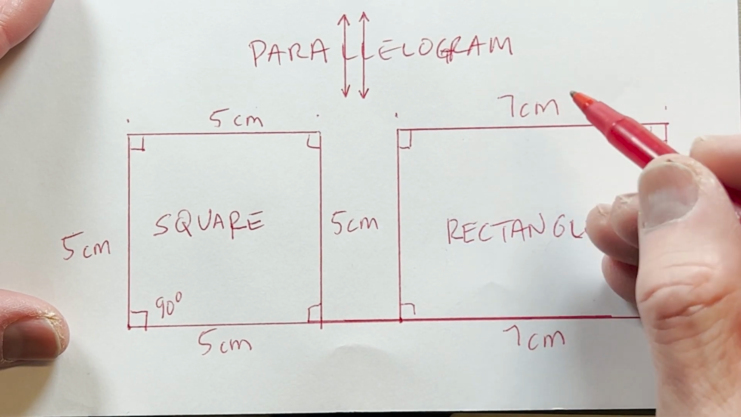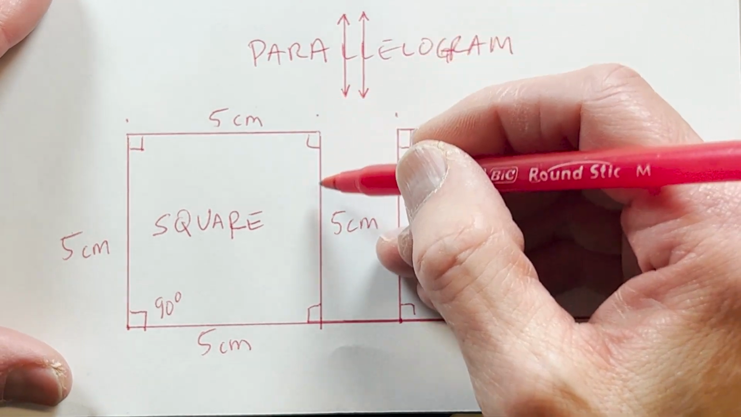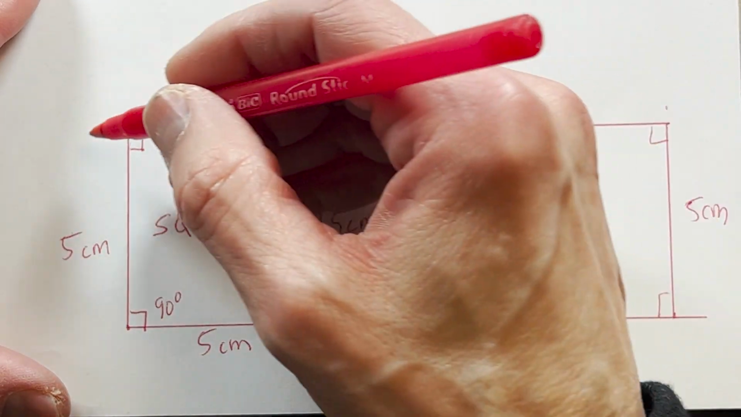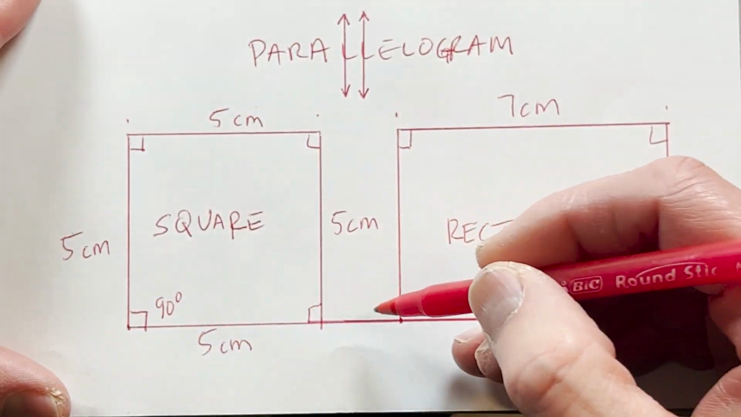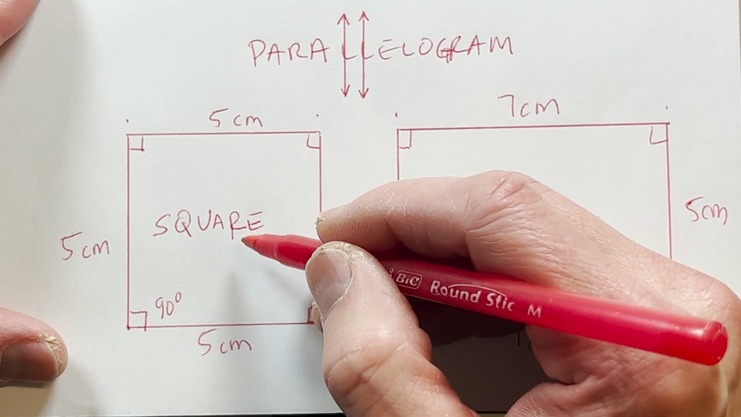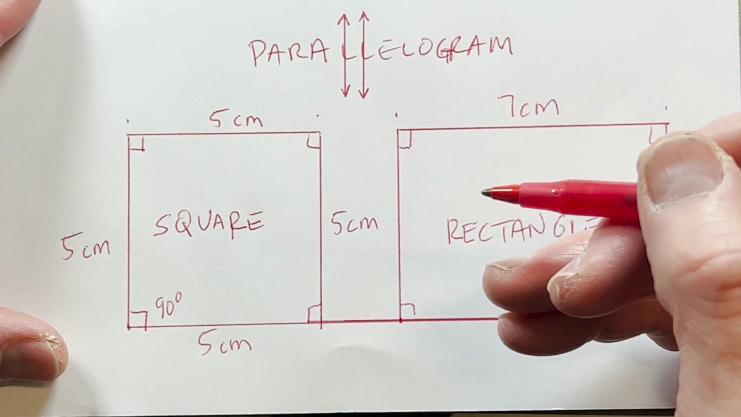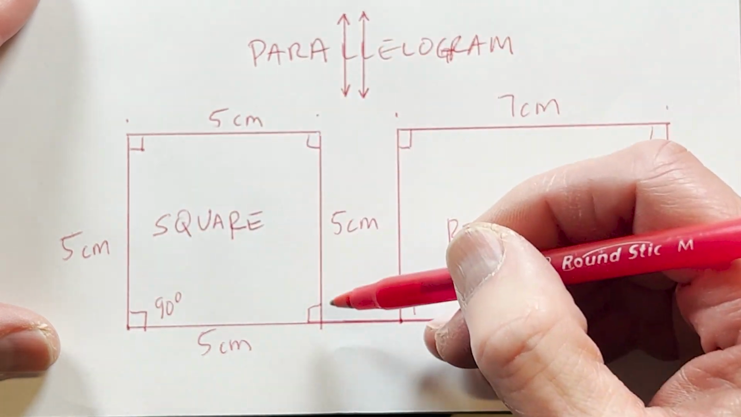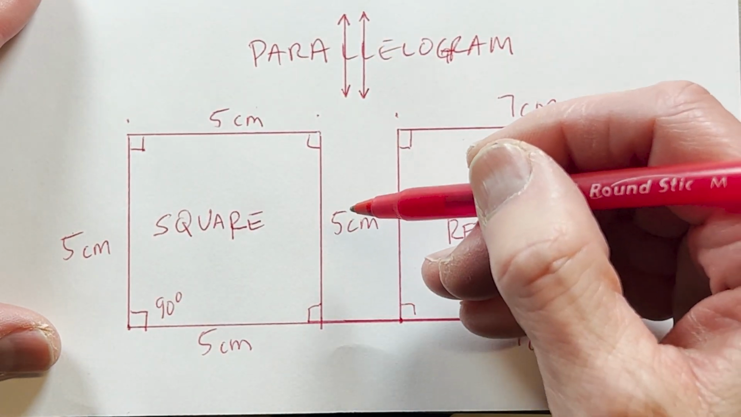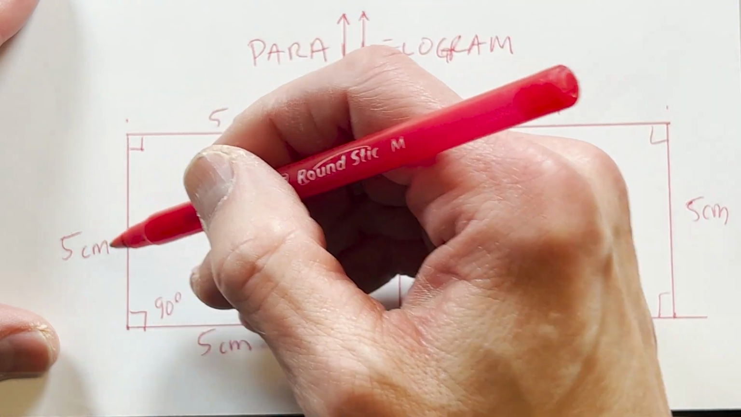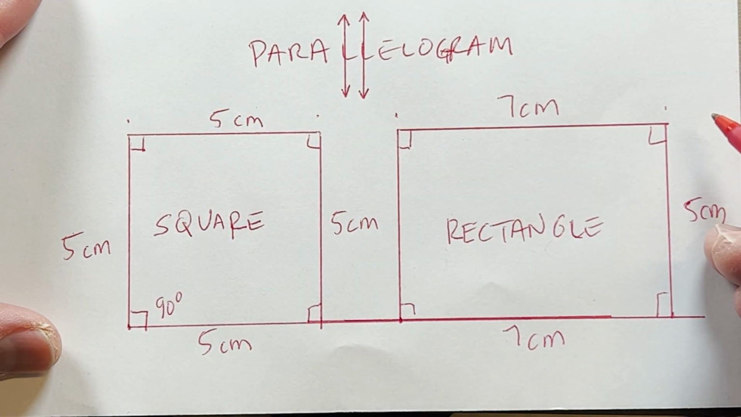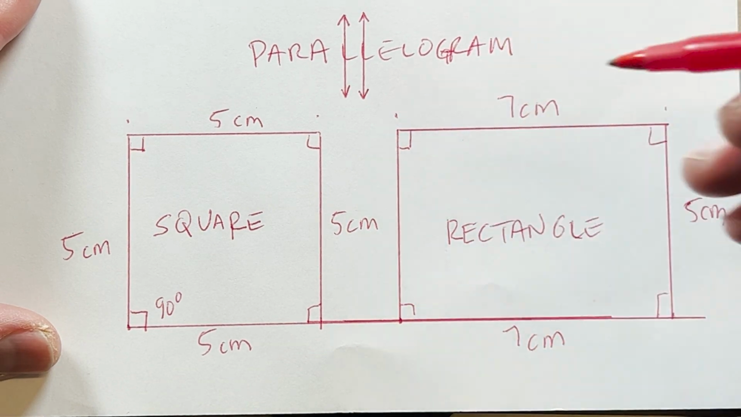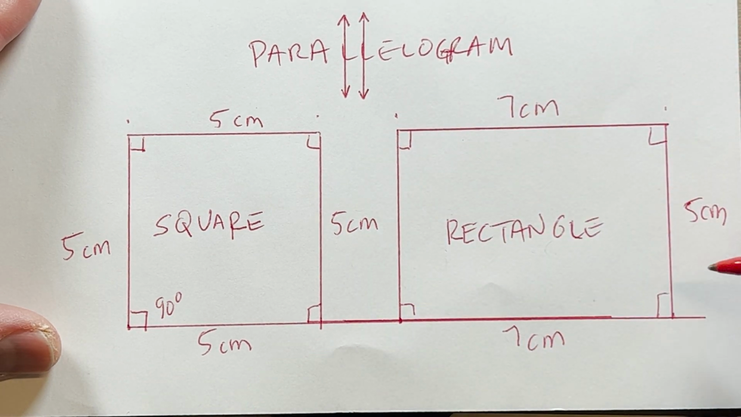I can use them to make a shape called a parallelogram. A square is a parallelogram because the sides that are across from each other are parallel. It's special because it has 4 90-degree angles and all of the sides have the same length. That's a square. A rectangle is also a parallelogram because the sides that are across from each other are parallel.